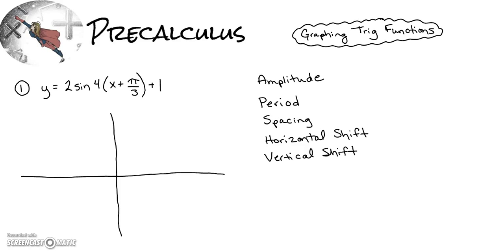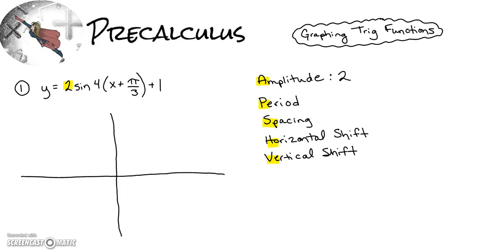So the very first thing is I wrote out this list over here of amplitude, period, spacing, horizontal shift, and vertical shift. So we're going to fill these things out one by one. Amplitude is the number in front of the trig function. So that's the 2. Usually people do not have trouble figuring that out. So our amplitude is 2.